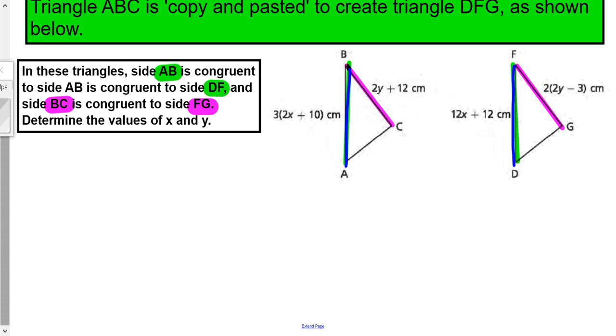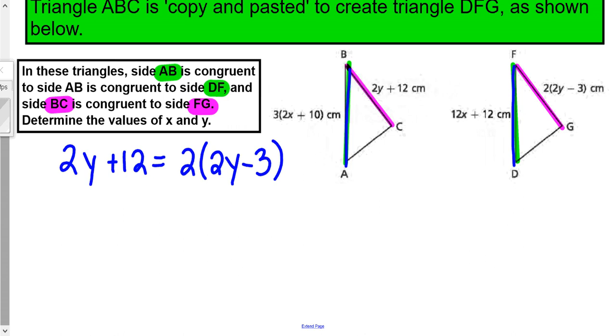The question says determine the values of x and y. So here I'm going to set up my equation, 2y plus 12, and I'm taking this right from the diagram of the triangles, is 2 times 2y in parentheses minus 3. So now again, you'll see the distributive property. I'm going to distribute 2 times 2y and 2 times -3. I'll put my work down here, and here I'm bringing this down.